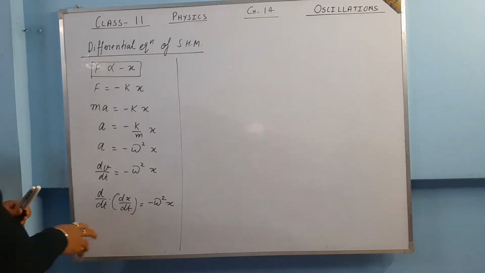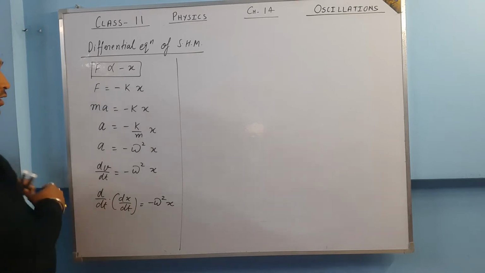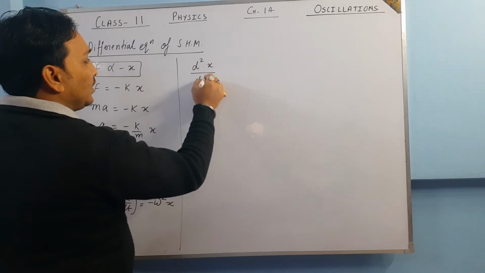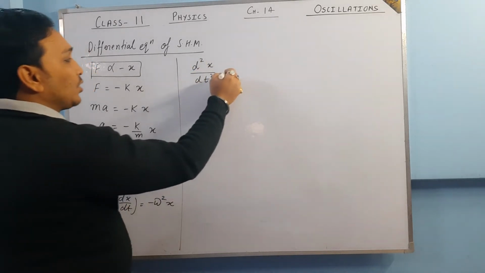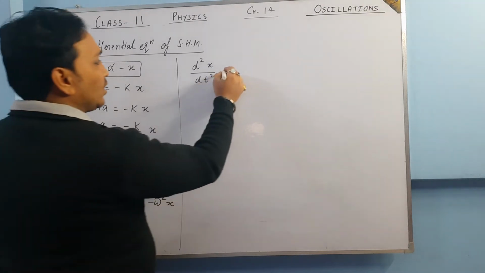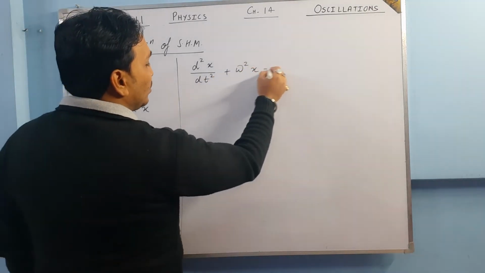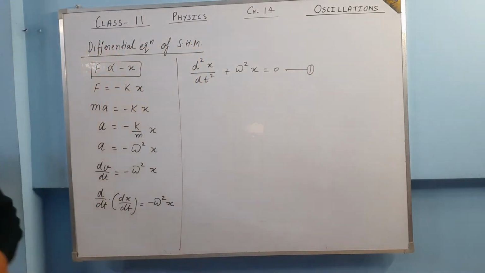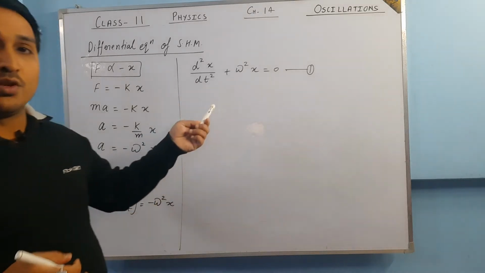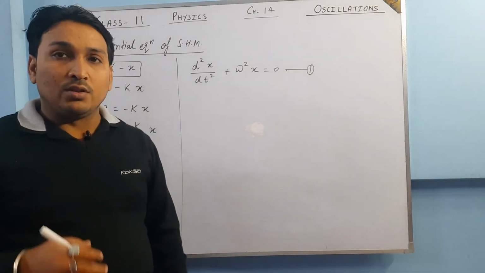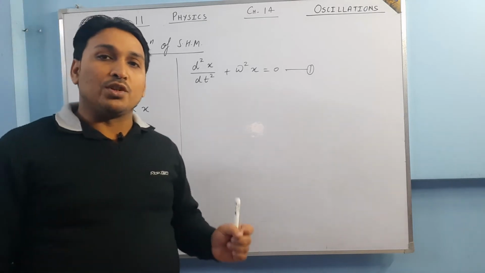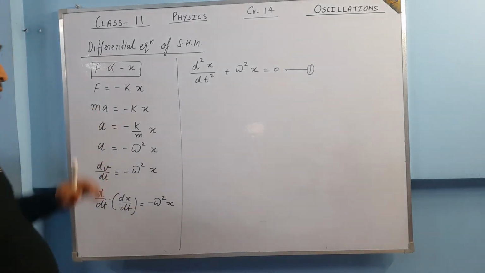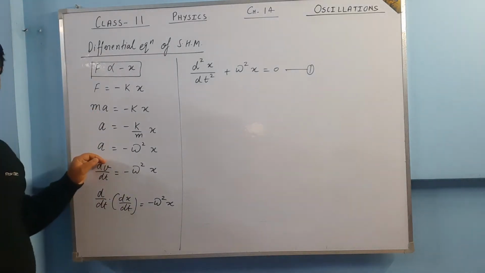Now this dx upon dt is being differentiated again, so we are going to have the double derivative of x. So it will be d square x upon dt square, and this omega square x is transferred to this side. So we have d square x upon dt square plus omega square x is equal to 0. Let this be equation number 1. So this equation number 1 is a second order differential equation in x. This equation is termed as the differential equation of SHM. I hope the steps are clear. Till here we have done yesterday also.